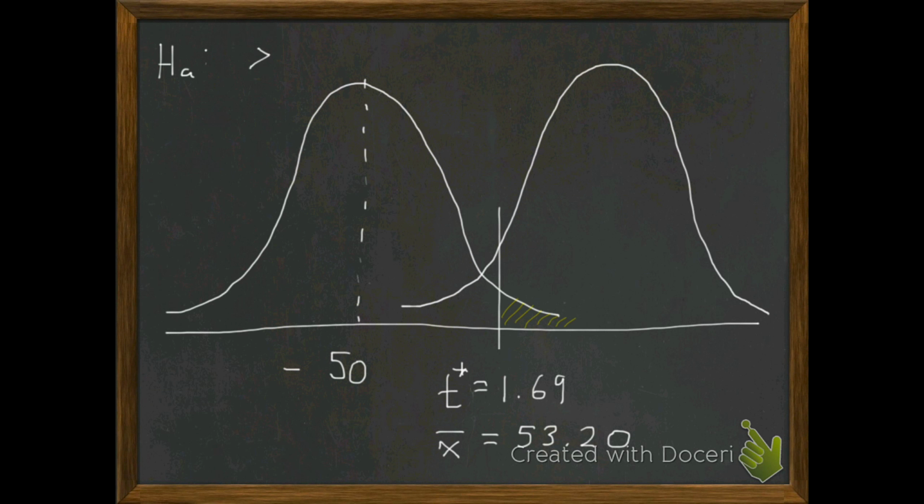So this is equal to the hypothesized distribution, but the problem says, well, what if the true mean, so I'm just letting that be true mu, is equal to 55? Calculate the probability of a type 2 error.